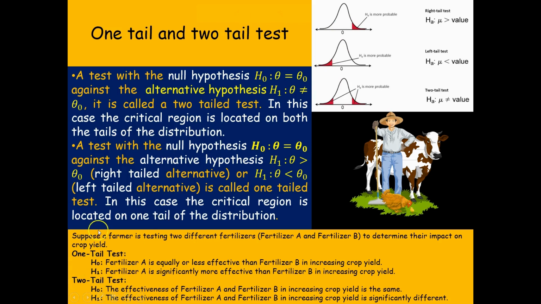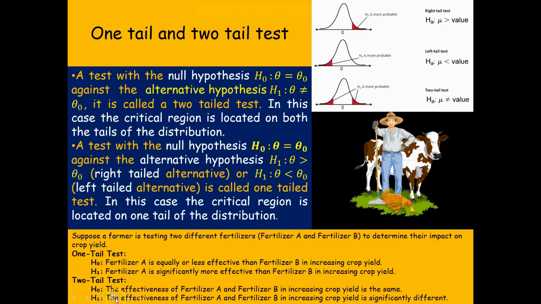For example, suppose a farmer is testing two different fertilizers, fertilizer A and fertilizer B, to determine their impact on crop yield. What is the example of a one-tail and a two-tail test in this scenario? The null hypothesis in case of one tail is that fertilizer A is equally or less effective than fertilizer B in increasing the crop yield, and the alternative hypothesis under the one-tail test is that fertilizer A is significantly more effective than fertilizer B.